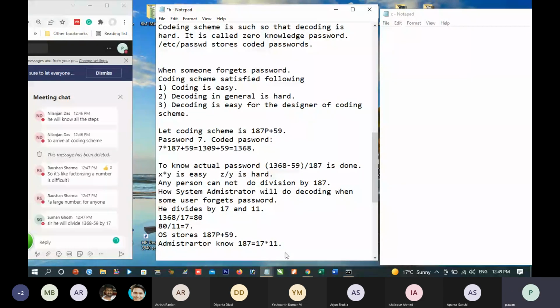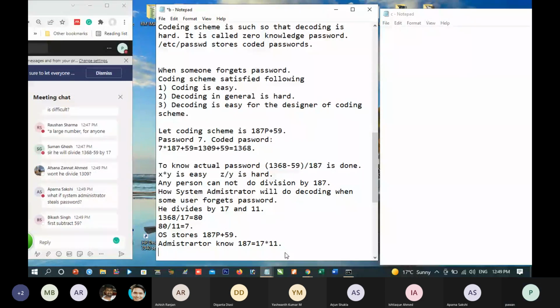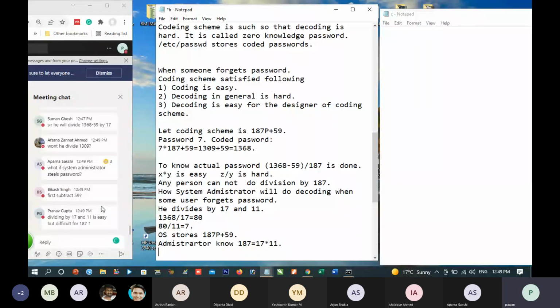The system administrator knows the factors of 187. That is not important here. Subtraction by 59 is not important. No, because if some bona fide user comes and says, I have forgotten the password, and the system administrator is able to know the identity of the person is really genuine, then he will permit him for that purpose. Is it correct? Yes. That is correct. Pranav has written the correct thing.